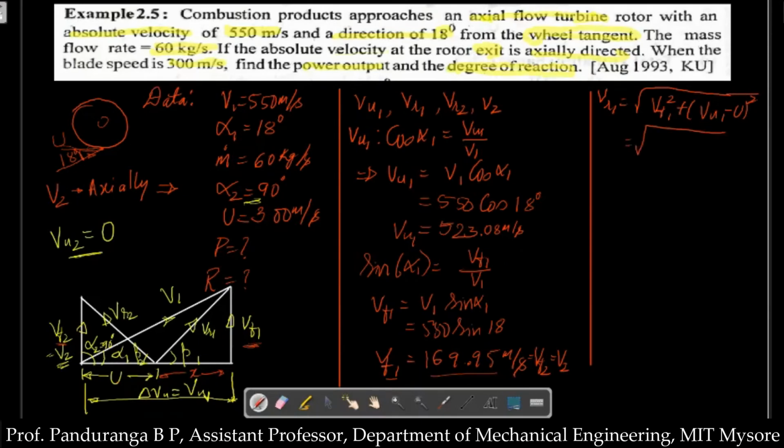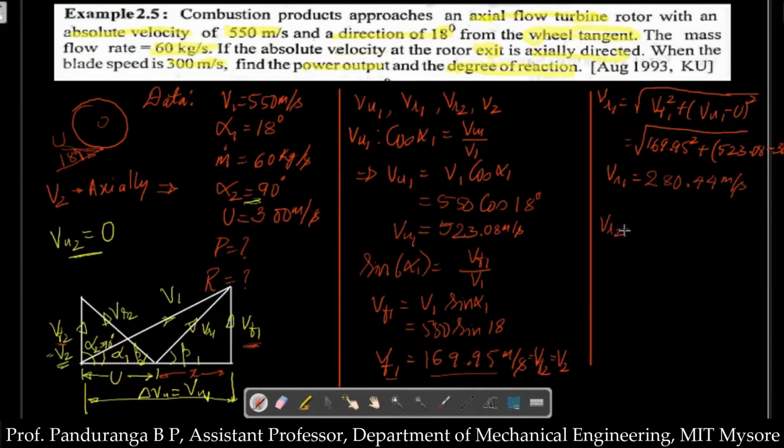So this is equal to root of Vf1, which is 169.95 squared, plus Vu1, which is 523.08, minus u, which is 300, whole square. So what is the value of Vr1? 280.44 meter per second. Can we calculate Vr2 now?